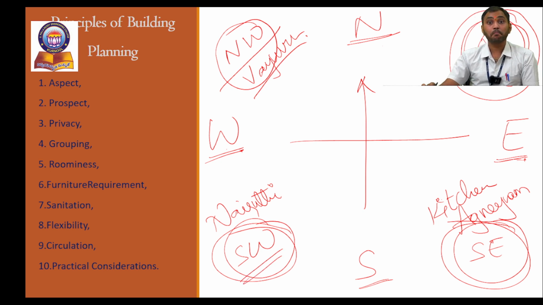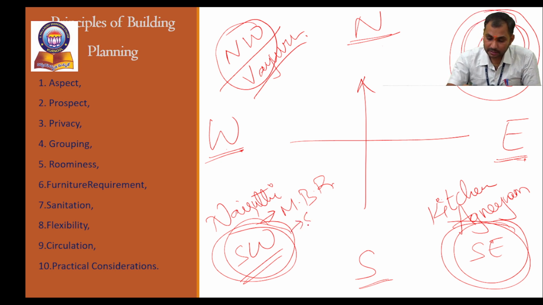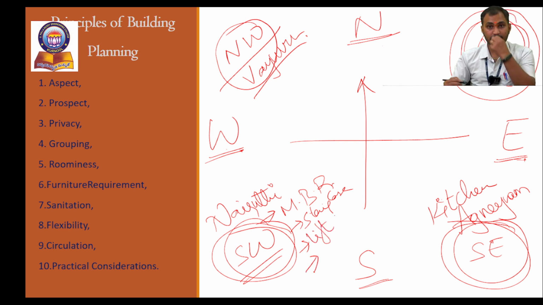Next, coming to the southwest part, Nairuti, three conditions have to be maintained in the corner of Nairuti. First option: in the southwest corner, Nairuti Bhagam, we have to provide the master bedroom. Next one, staircase. Next, either a lift. And the last one is the water tanks, which will be provided at the top of the terrace. So like that we have to plan our building as per Vastu Shastra.